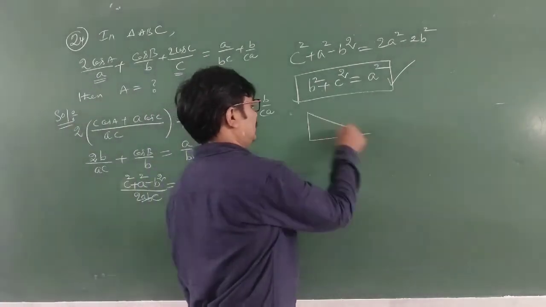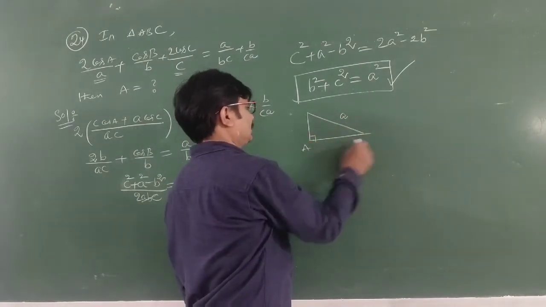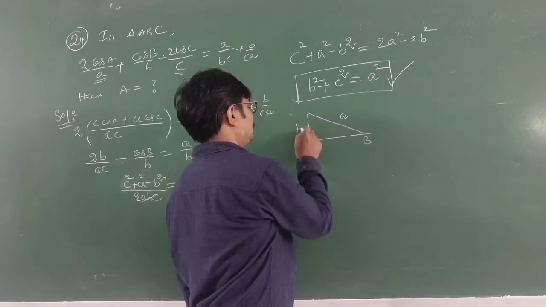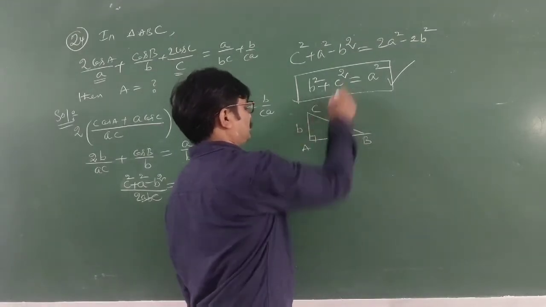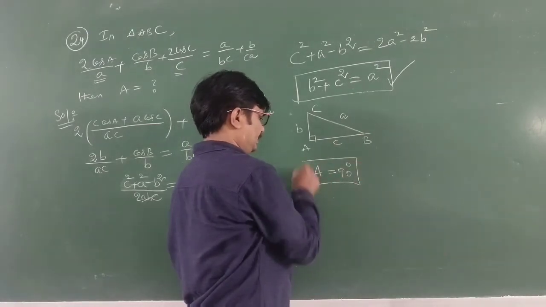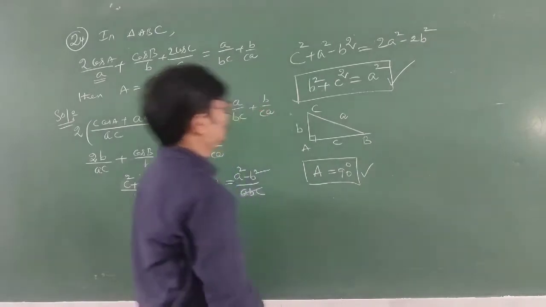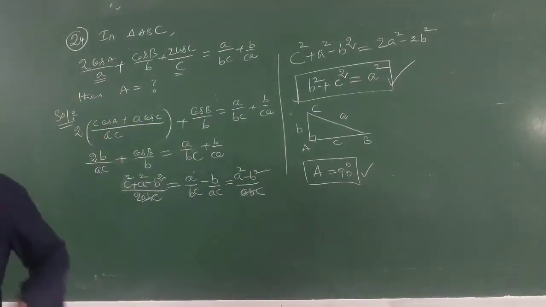My dear students, everybody knows that the hypotenuse is the small a. So here A square equal to B square plus C square means angle A equal to 90 degrees. Write down students, the angle A is 90 degrees. Okay.